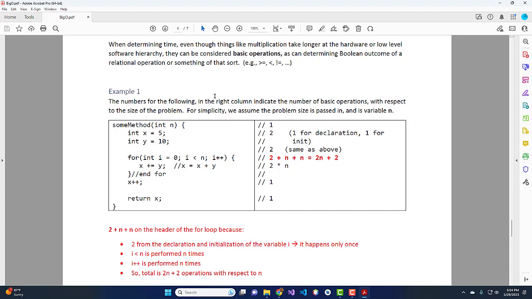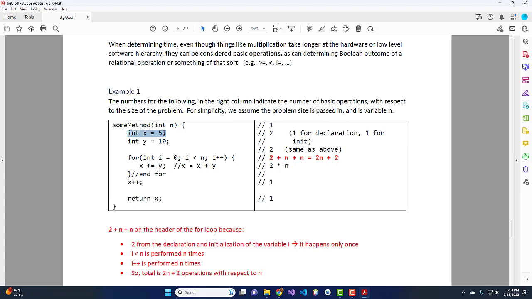So here's an example. The numbers in the right column indicate the number of basic operations with respect to the size of the problem. For simplicity, we assume the problem size is passed in and is the variable n. I would assume this function, a kind of pseudocode that looks a lot like Java or C++, takes an input of n, and we assume this is our problem size, and the actual passing in of that input is just one basic operation.